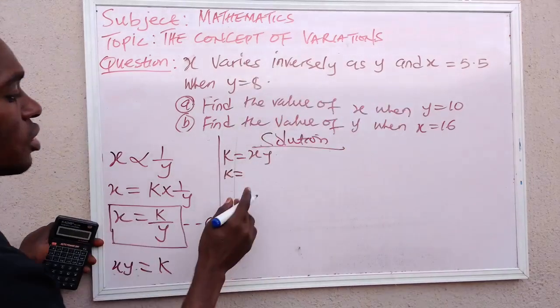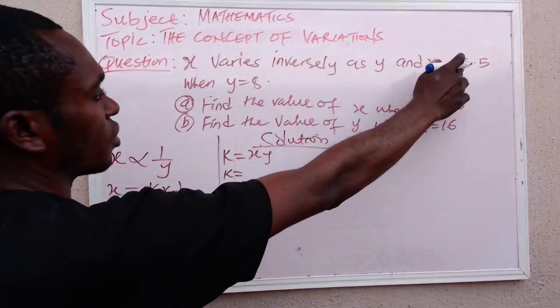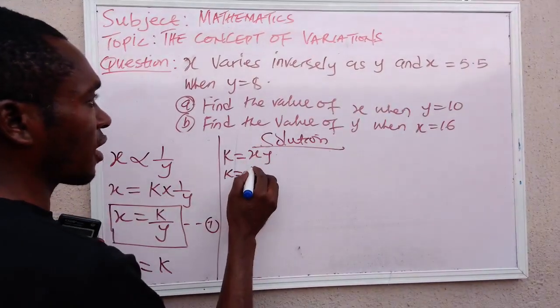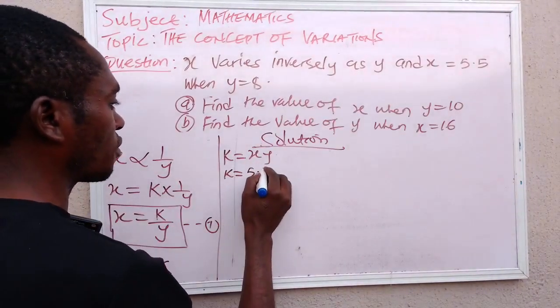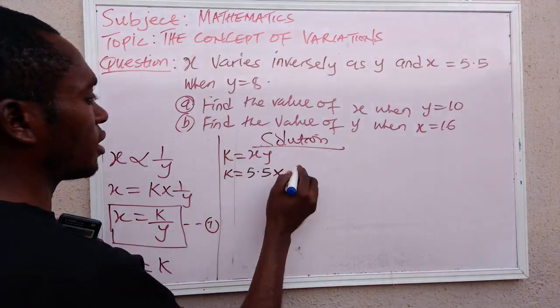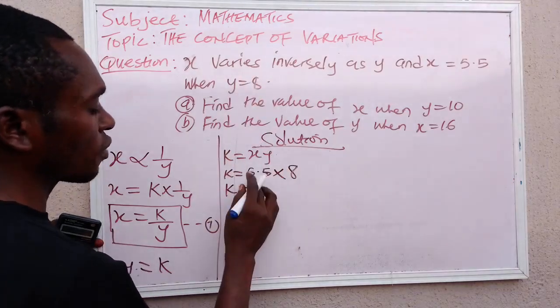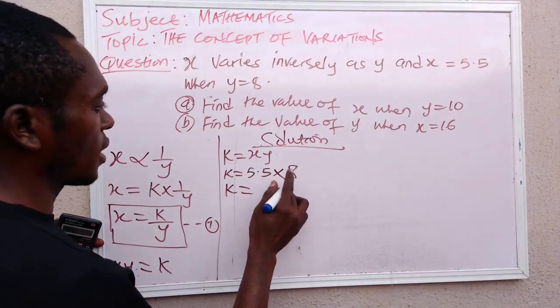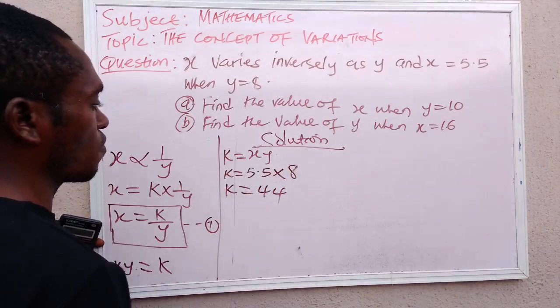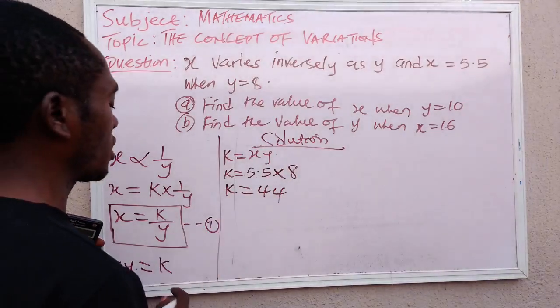Let's substitute our values. x is 5.5, y is 8. So we have k equals 5.5 times 8, which will give us 44. So we have 44 as the value of k.